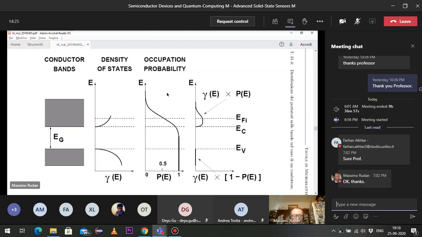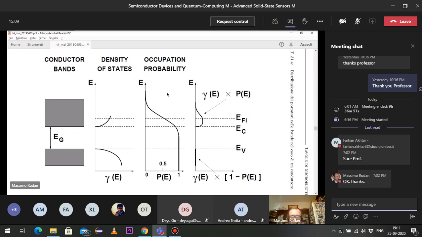If you remember, we were considering this figure that shows, from left to right, two bands: the density of states, gamma, the combined density of states, gamma, the Fermi statistics, P of E, and to the right, the product of gamma times P of E. This is on top.